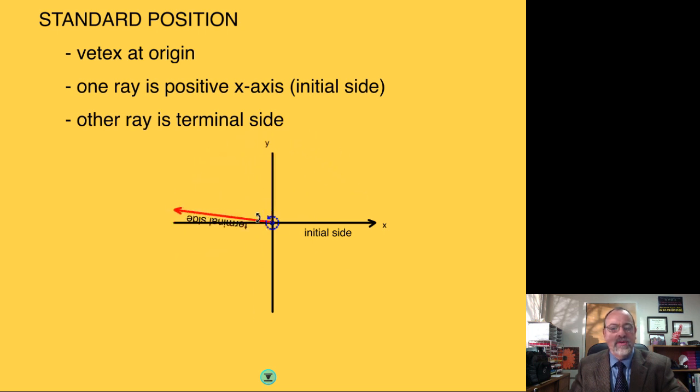So counterclockwise is positive and clockwise is negative, which is a little counterintuitive to me, because you think clockwise is the way we should go, so that should be positive, and counterclockwise is not, so that should be negative, but it's the opposite. So counterclockwise again is positive, clockwise again is negative. Okay, so this is an angle in standard position.